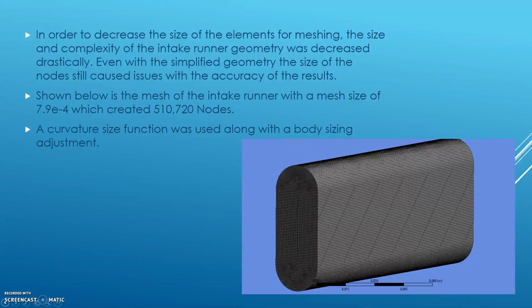In order to decrease the size of the elements for meshing, the size and complexity of the intake runner geometry was decreased drastically. Even with the simplified geometry, the size of the nodes still caused issues with the accuracy of the results. Shown below is the mesh of the intake runner with a mesh size of really small, which created a lot of nodes. A curvature size function was used along with a body sizing adjustment.